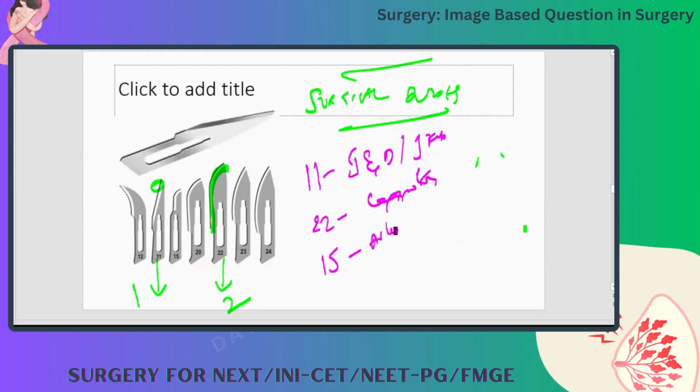15 for arteriotomy. This one, 15 you can use for arteriotomy. Even 11 you can use, but 15 is precise. Okay.